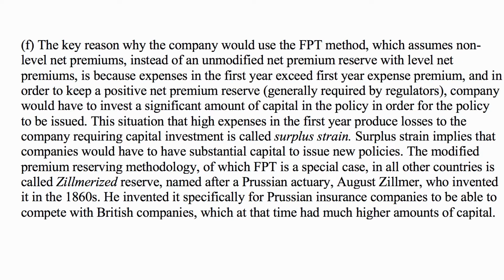So the key reason why the company would use the FPT method, which assumes non-level net premiums, instead of an unmodified net premium reserve with level net premiums, is because expenses in the first year exceed first-year expense premium, and in order to keep a positive net premium reserve, generally required by regulators, the company would have to invest a significant amount of capital in the policy in order for the policy to be issued. The situation that high expenses in the first year produce losses to the company requiring capital investment is called surplus strain. And surplus strain implies that companies would have to have substantial capital to issue new policies.